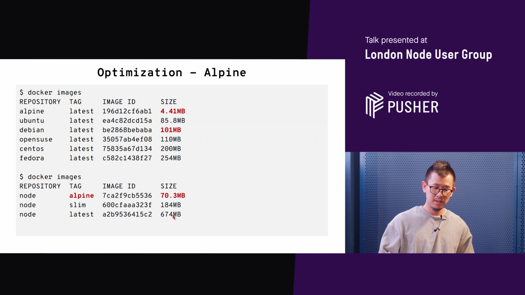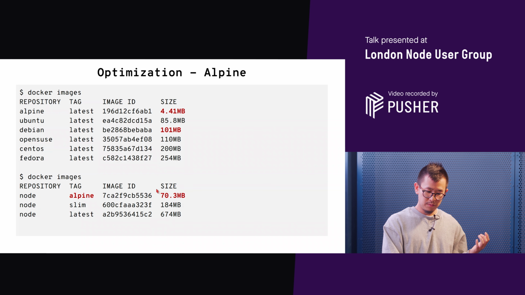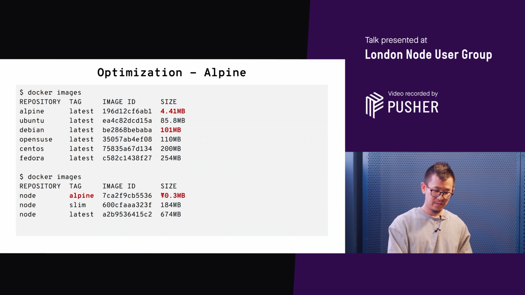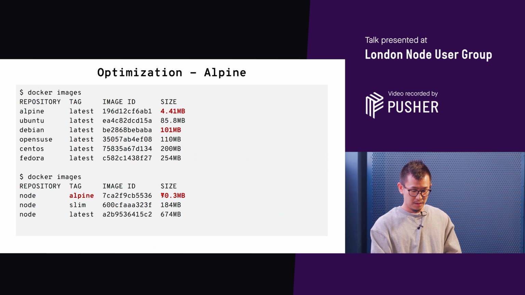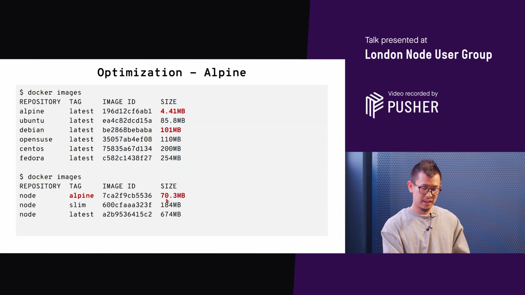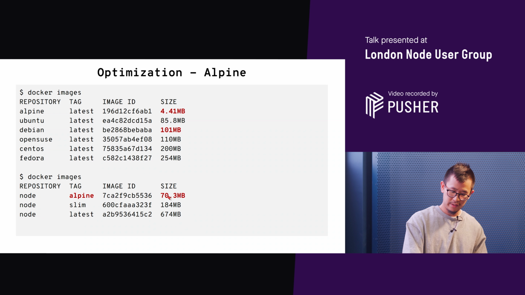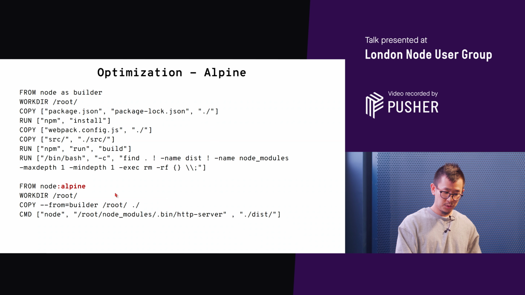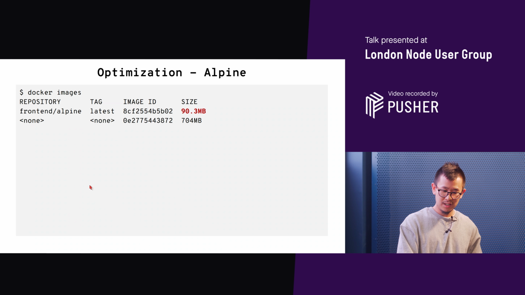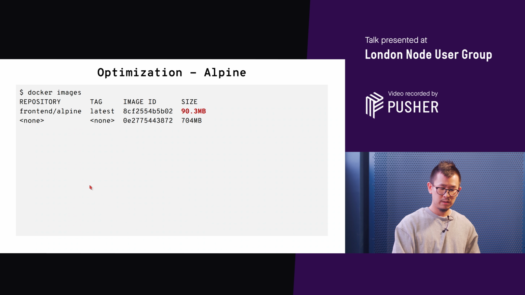So instead of using Debian, which itself is 101 megabytes, we can use a lighter version of Linux, which is 4.41, and that's Alpine Linux. And that doesn't have all the build tools. It doesn't even have Bash, but it's much lighter, so 717 instead of 674. So all we have to do is basically specify a different tag to the node image. And that will reduce the size from what we had originally, which is 700 and something, to 90.3.